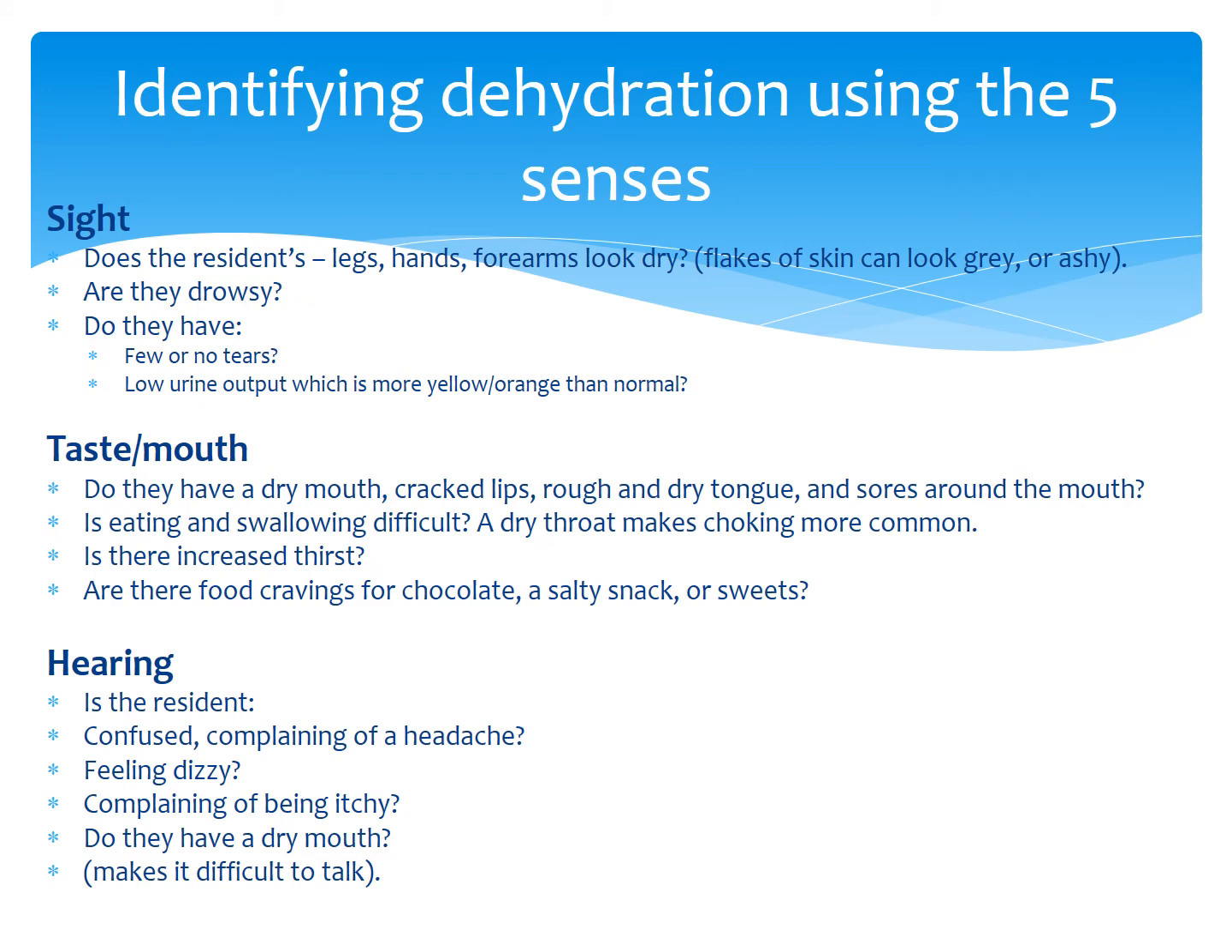We can identify if somebody's dehydrated by using the 5 senses. We can look at residents. Do they look like they are particularly dry? Is their skin flaky on their arms and legs? Are they behaving in a way that could suggest that they are dehydrated because they are drowsy? Are they not going to the toilet as often as you would expect them to? Or is that urine more yellow or orange than you would normally expect?